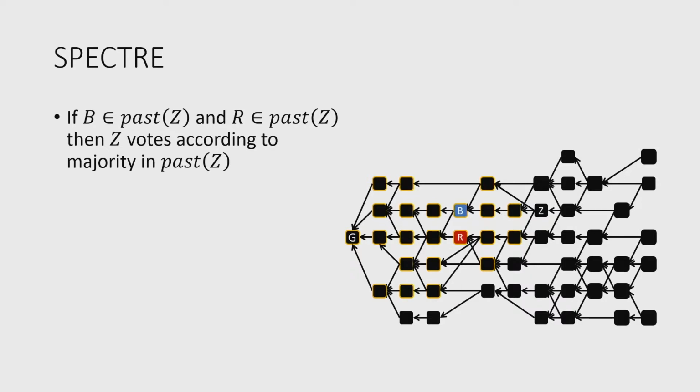So now it looks at all the blocks here marked with a yellow line. If most of the blocks say that block R came first, it believes that block R came first, and so on.